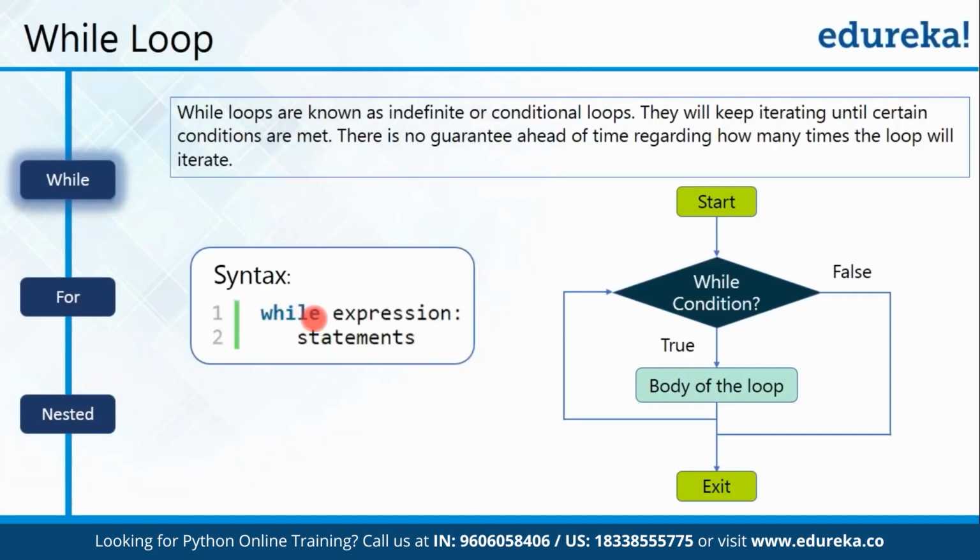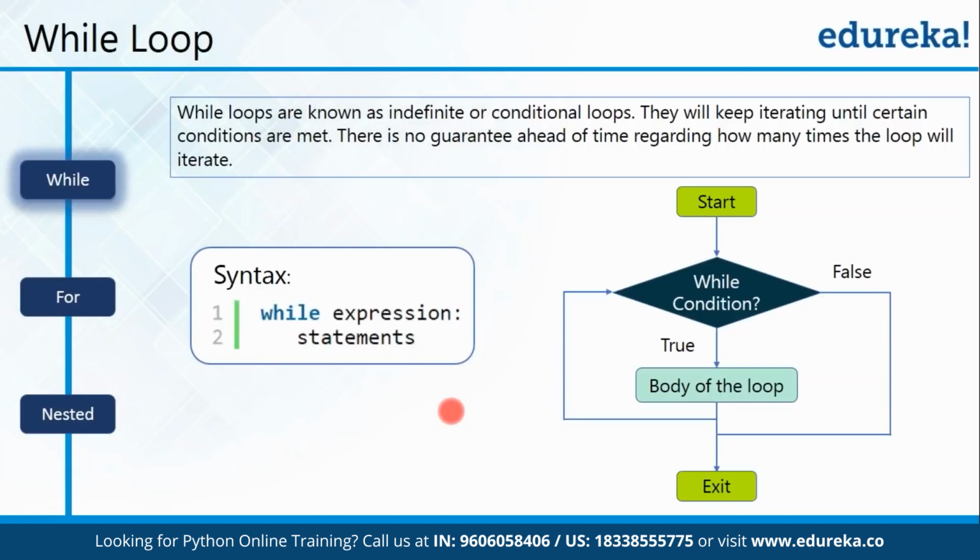Now this is the syntax for while loop. First you need to write while, then you write the expression or the condition, then you give a colon and the statements or the body of the loop. Now why we use while loop? Basically I've told you earlier as well, while loop is used when you don't know how many iterations are required. So you don't know how many times you need to execute the statements that are present inside your loop. So that is the reason why we use while loops.